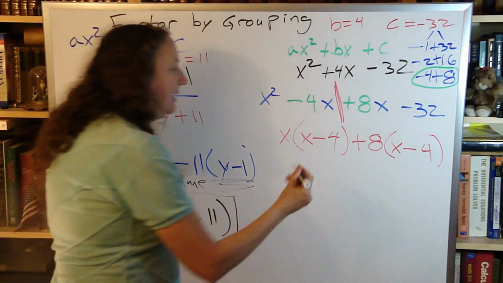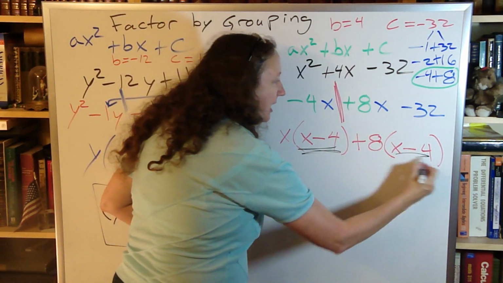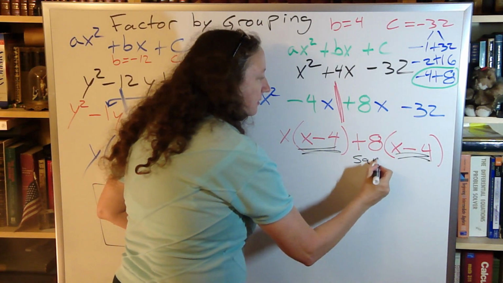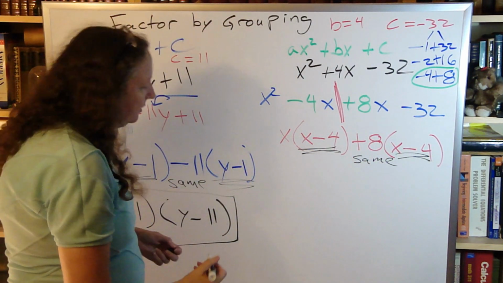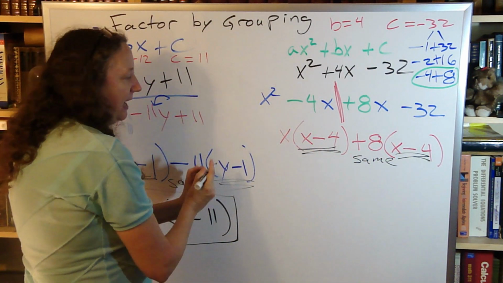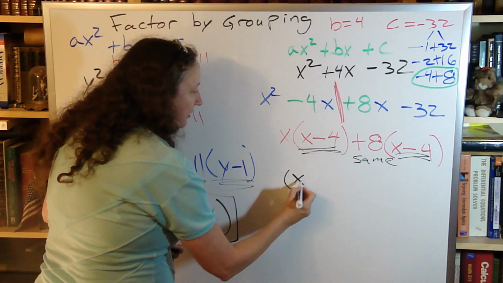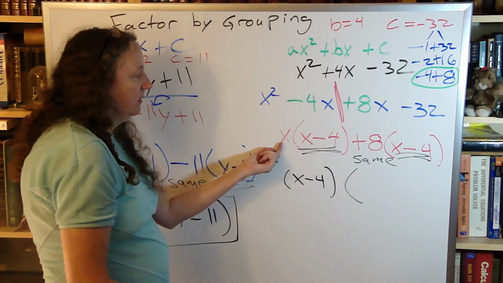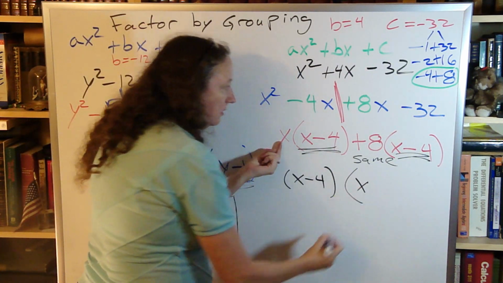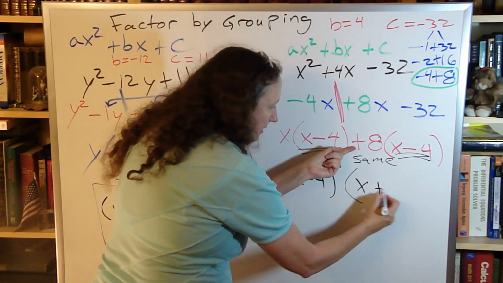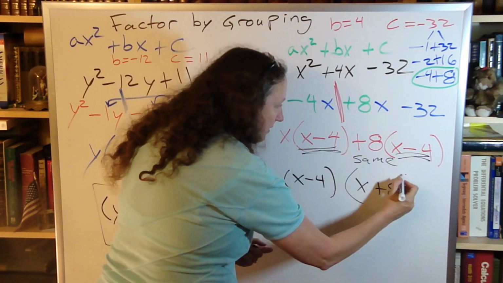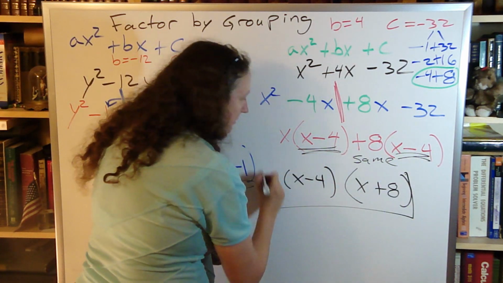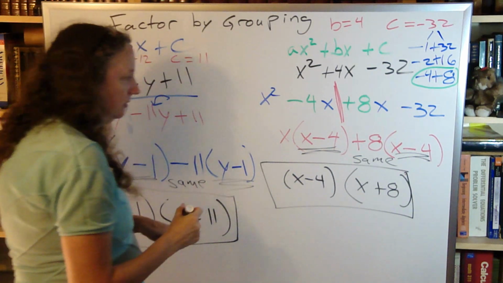Do I have the same thing inside the parentheses? Yes. I factor that out. So I have x minus 4 times x plus 8. And there's my answer. I'm finished.